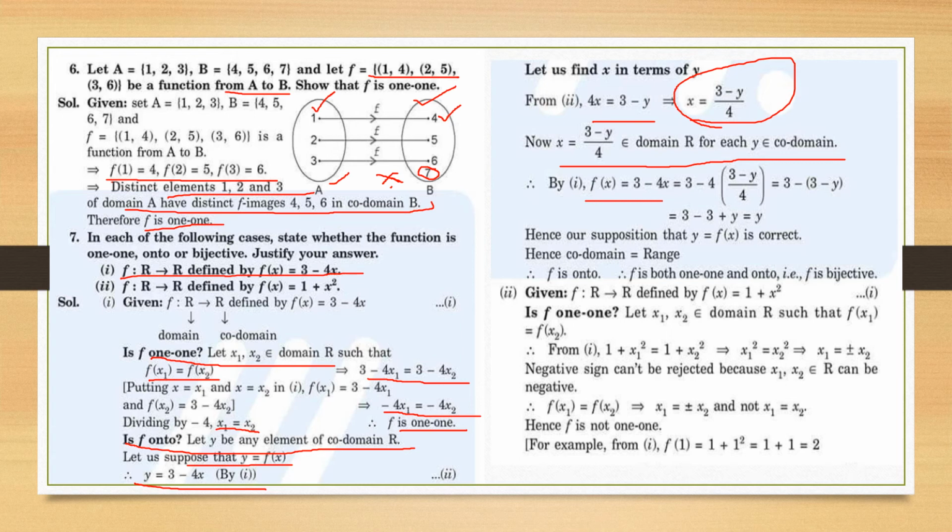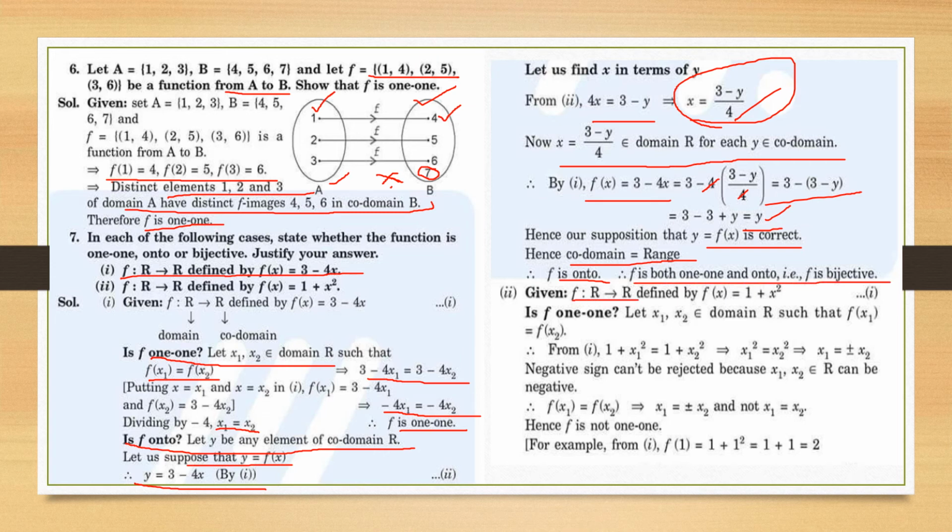Now f(x) = 3 - 4x, so put here the value of this x. So you get it equal to y. See, 3 minus 4 times this complete expression, the 4 gets cancelled, and it is 3 - 3 + y, which is equal to y. So our supposition that y = f(x) is correct. Hence codomain equals range, the function is onto. Hence it is both one-one and onto, that is, bijective.